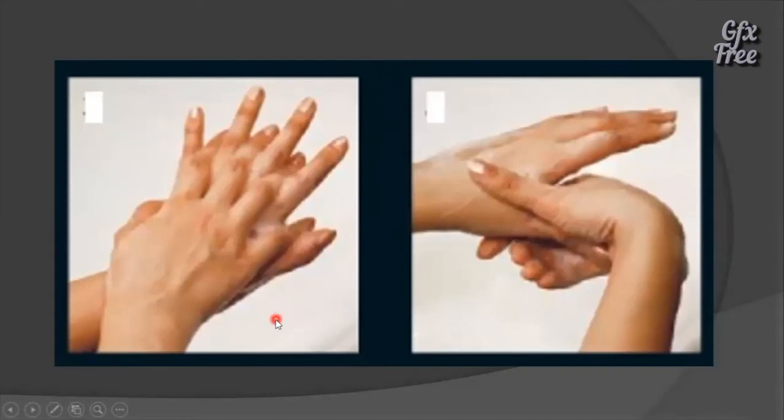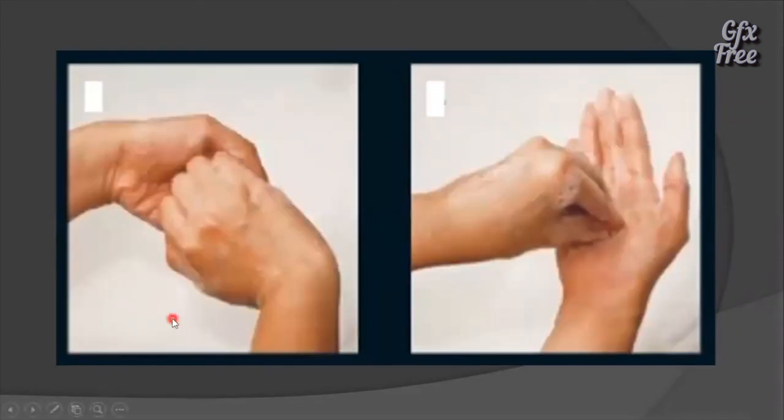Third step is rub right palm over the back of left palm with interlaced fingers and vice versa. Fourth step, rub the base of your left thumb with the right hand and vice versa. In the fifth step, the back of your fingers should be rubbed against opposing palms with fingers interlocked. Sixth, rub the tips of the fingers in the opposite palm in a circular motion. Both hands should be done.